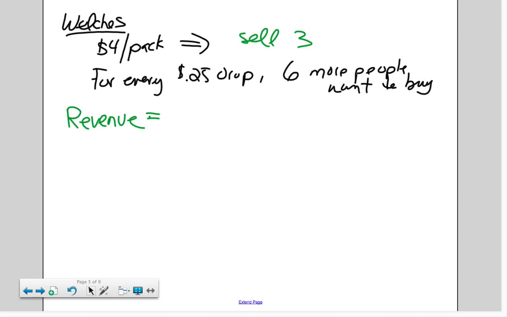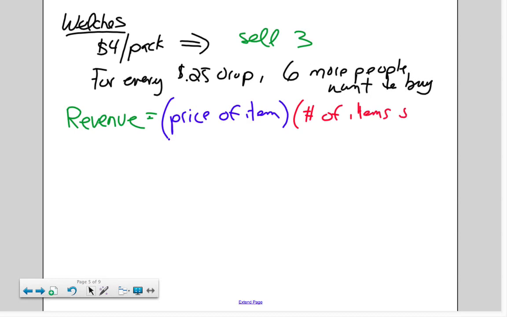It's the cost of the item. Or sorry, not the cost, the price. That's a better word. Price of an item times the number of items I sell. Times the number of items sold. Right? So there's my equation. Revenue is the price of an item times the number of items sold.